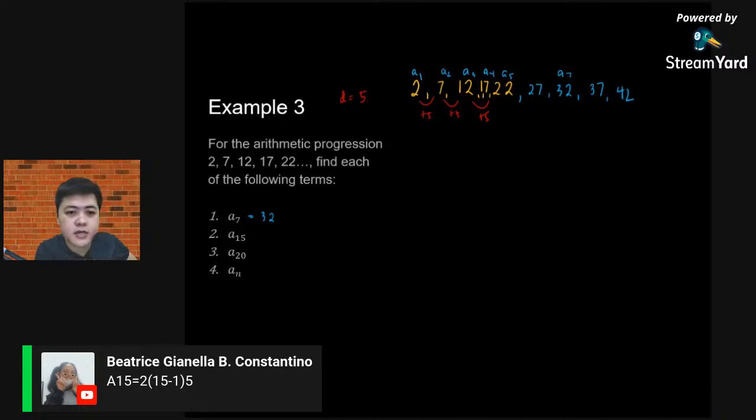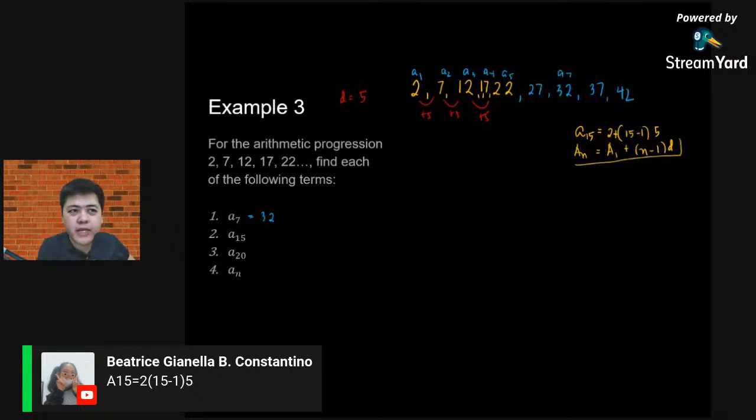Ay, teka lang. Sino ba to? Si Trixie pala to. So, sulat ko lang dito ha. A sub 15 is equal to 2 times 15 minus 1 times 5. I think there should be a plus here. Oh, yun. Nakalimutan daw niya yung plus. Okay. So the formula daw is A sub n is equal to A sub 1 plus n minus 1 times d. Okay. So let's just use the notation na binigay sa atin ni Bea.